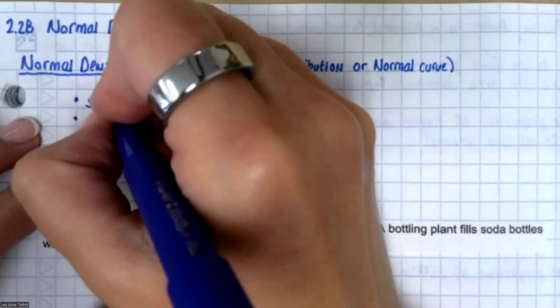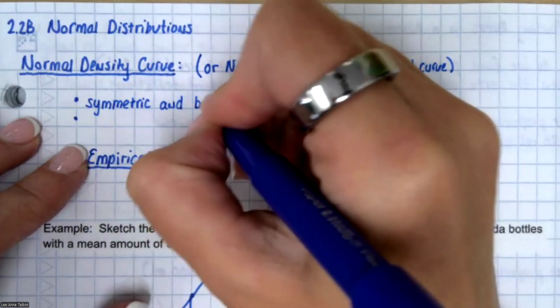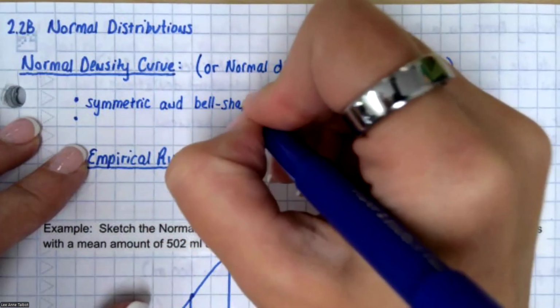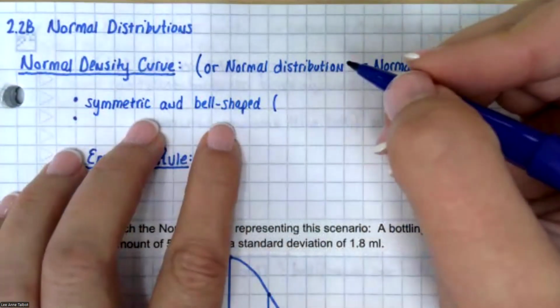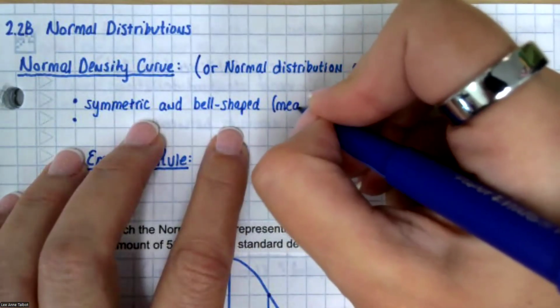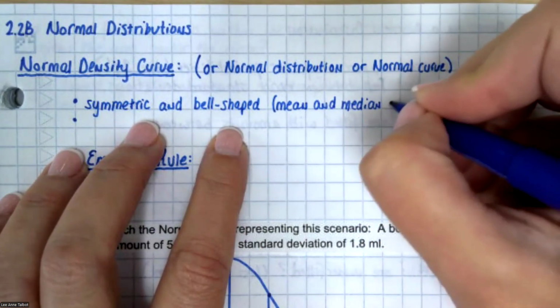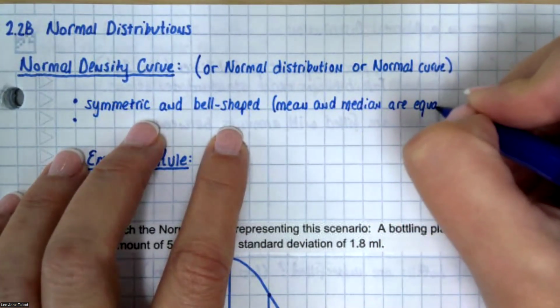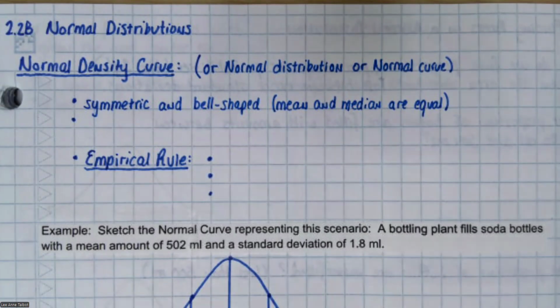It is symmetric and bell-shaped. And because it's symmetric, that means the mean and median are equal. Like completely equal, perfectly equal every time. Because remember, we're not talking about data sets here. We're talking about perfect mathematical models. So you're hazing your eyes over a curve, a best bet.